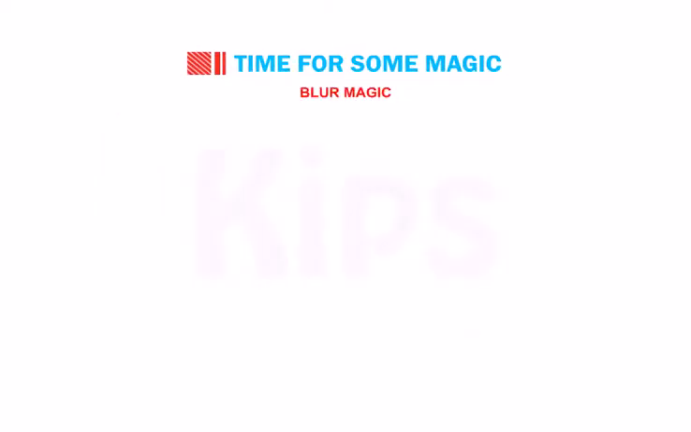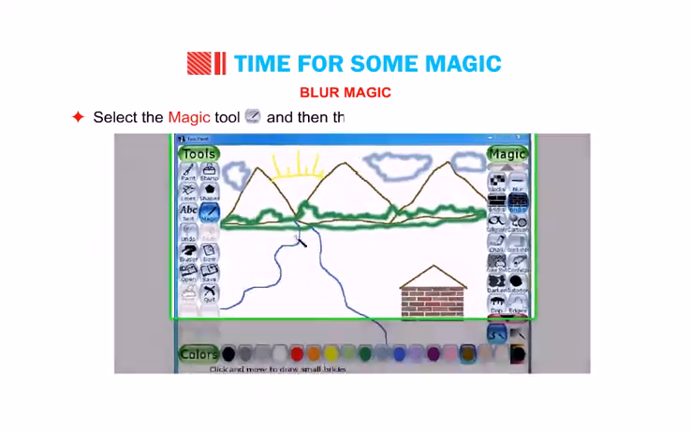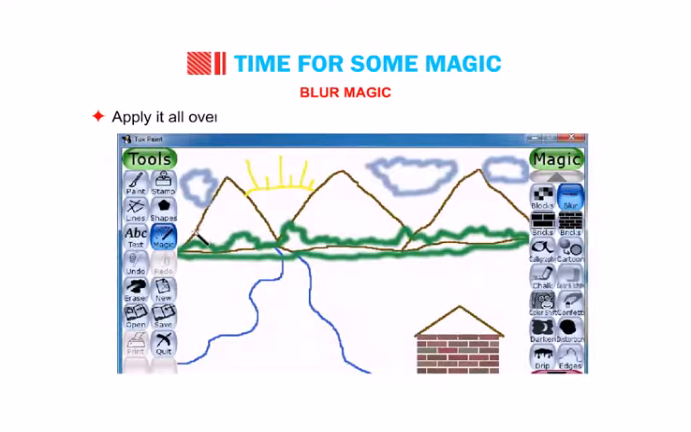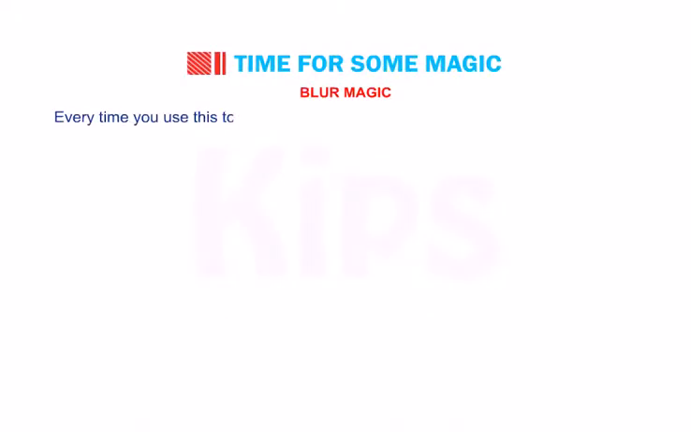Now, let us talk about the blur magic. This sub-tool blurs the area of the picture on which this effect is applied. Let us see how it works. Select the magic tool and then the blur effect from the sub-tool box. Apply it all over the boundary of the mountains and see how it looks. You can use the blur effect as many times as you like. Every time you use this tool, the image will fade a little more than the original one.